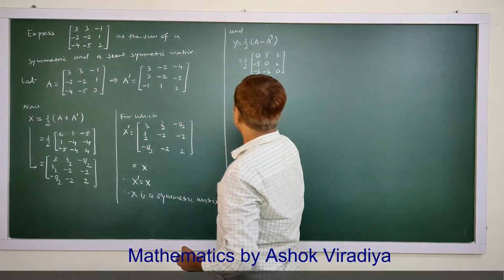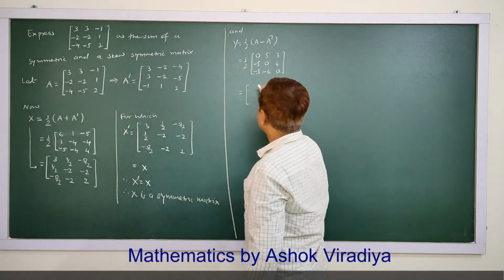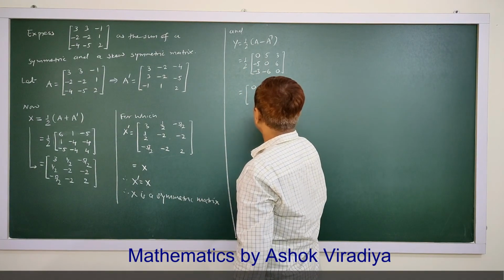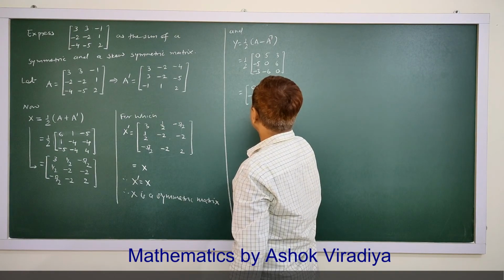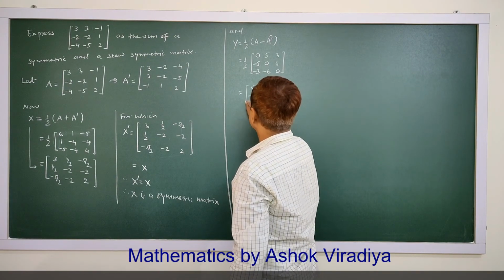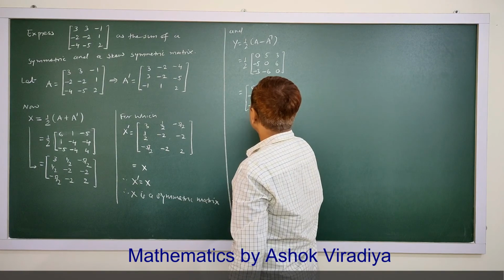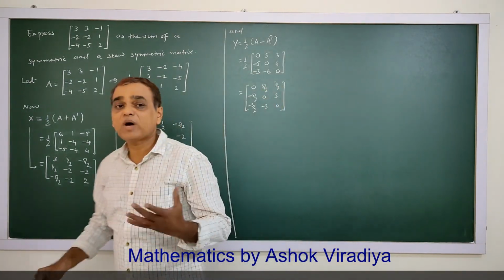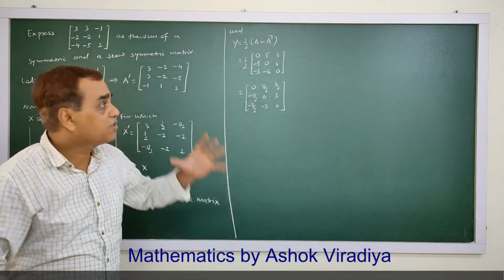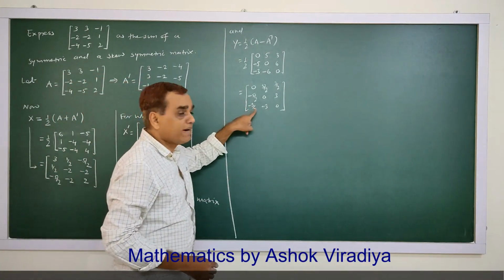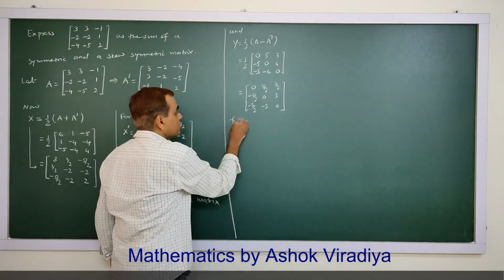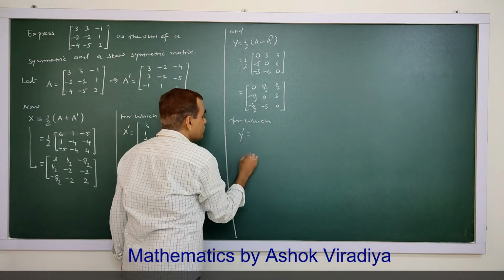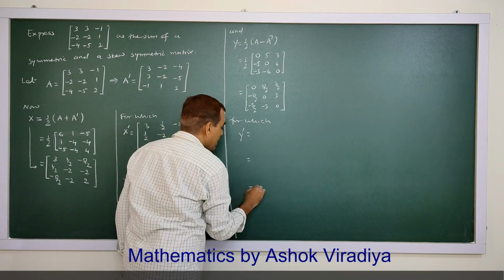That is, multiply 1 by 2: 0, 5 by 2, 3 by 2, minus 5 by 2, 0, 3, minus 3 by 2, minus 3, 0. It is y. Now we show that y is a skew symmetric matrix, for which we show that y dash is equal to minus y.